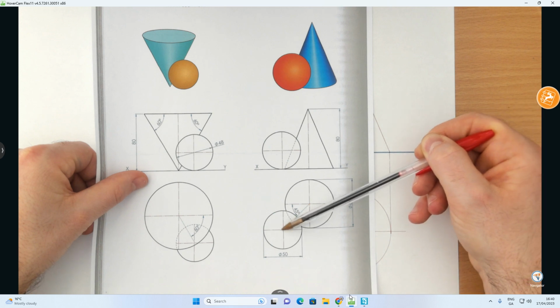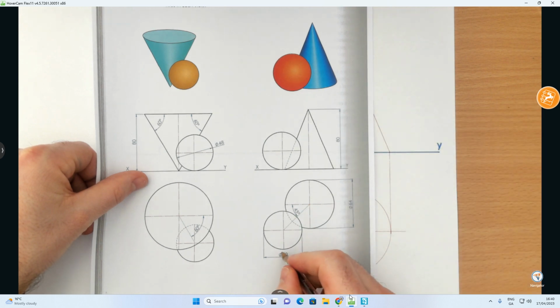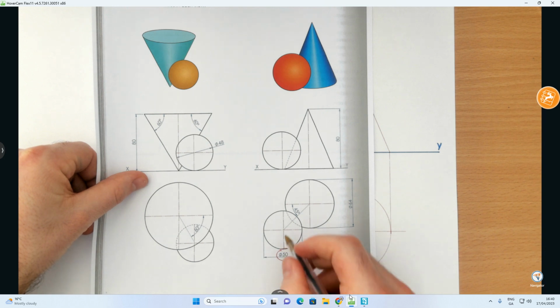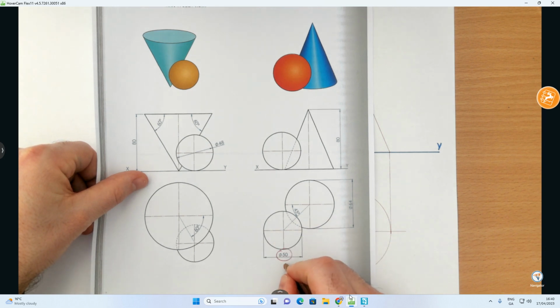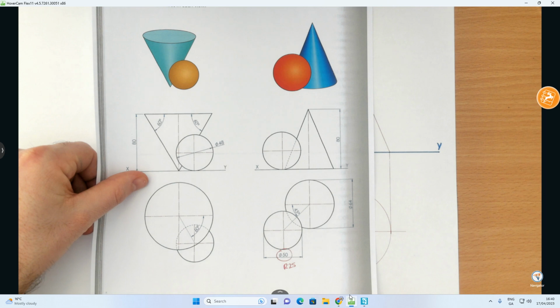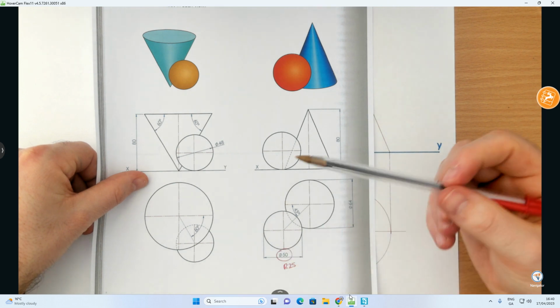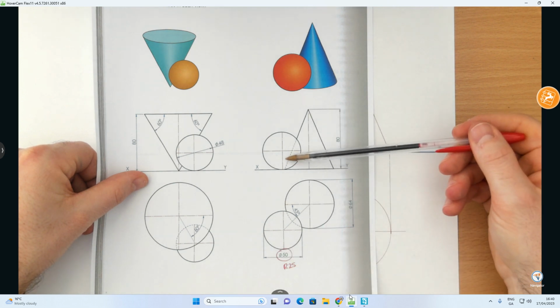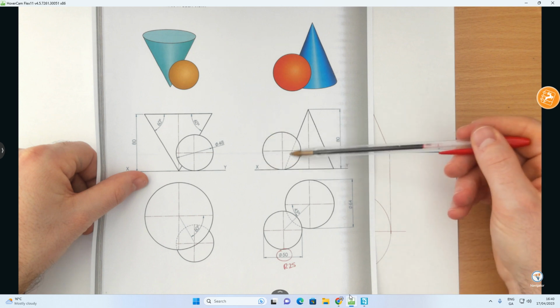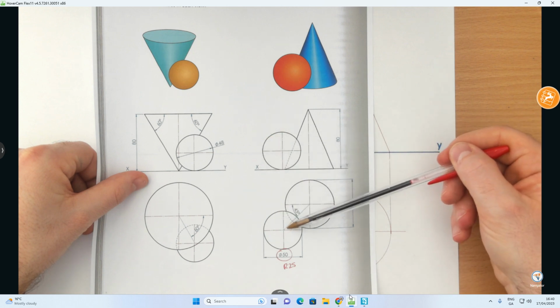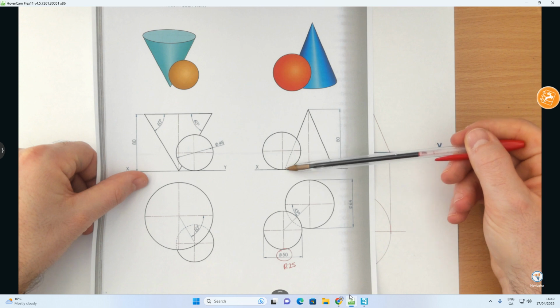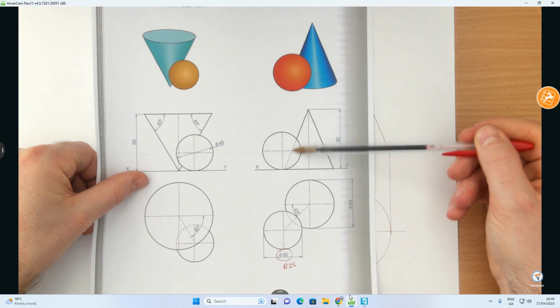Okay, so you can see it goes down 45 degrees. The other bit of information they give us is the diameter of 50. So if the diameter is 50, then the radius is 25. So that's the first bit of information. Now, what we're going to have to do is draw what's called a ghost sphere in here, and then we're going to rotate it into its correct position. And the ghost sphere is going to be in contact with the extreme generator.